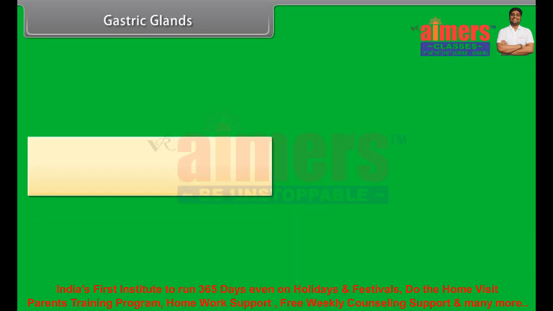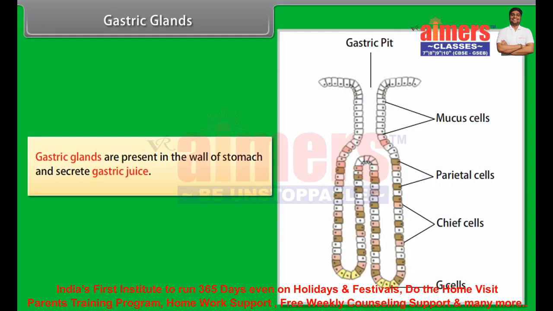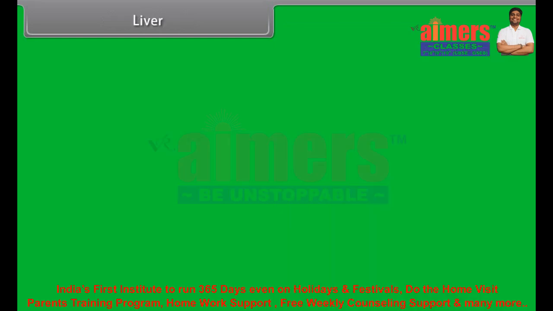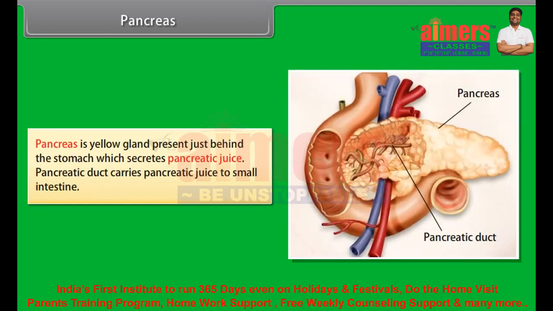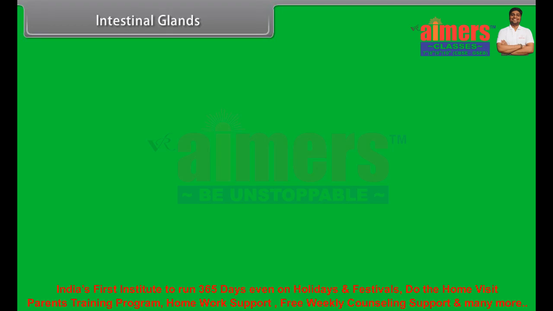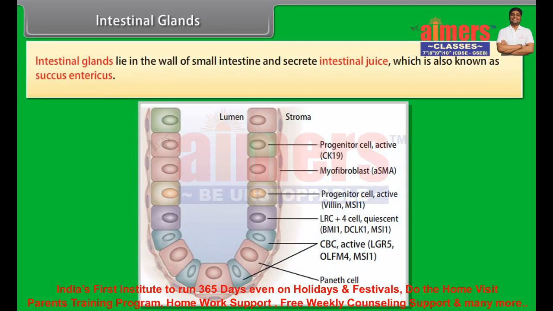Gastric glands. Gastric glands are present in the wall of stomach and secrete gastric juices. Liver. Liver is lobulated and reddish-brown colored largest gland of body present in the right side of upper part of abdomen which secretes bile juice. Pancreas. Pancreas is yellow gland present just behind the stomach which secretes pancreatic juice. Pancreatic duct carries pancreatic juice to small intestine. Intestinal glands. Intestinal glands lie in the wall of small intestine and secrete intestinal juice, which is also known as succus entericus.